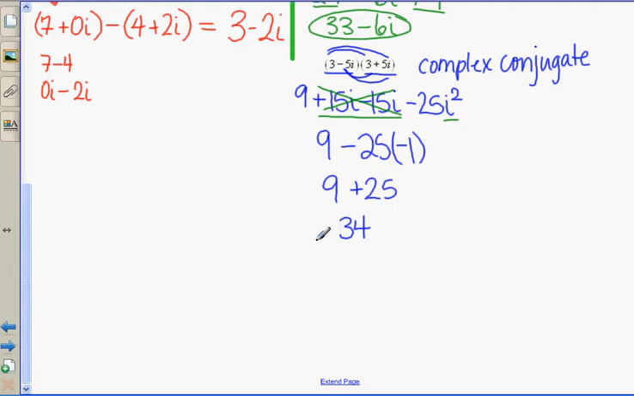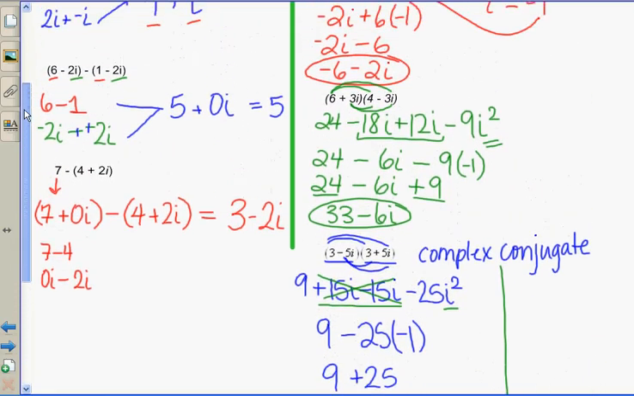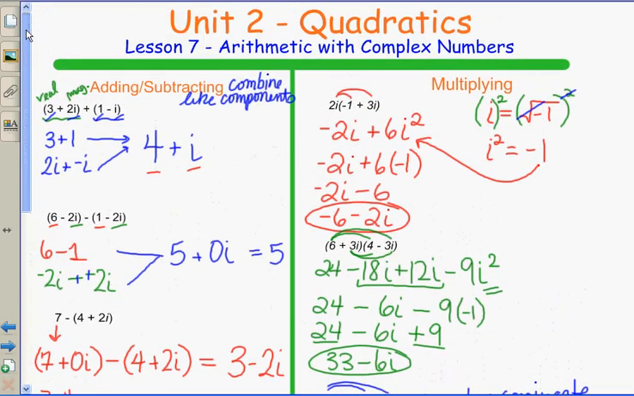Remember, we could think of that as 34 plus 0i if we want to really write it as a true complex number. But what happens when you multiply complex conjugates together is your result is a real component only. Okay, and this is going to be very important for our next slide here. So when you have two things that are the exact same, but one's plus, one's minus, when you multiply those two complex numbers, the imaginary component cancels out, and you end up with just a real component. That's important.